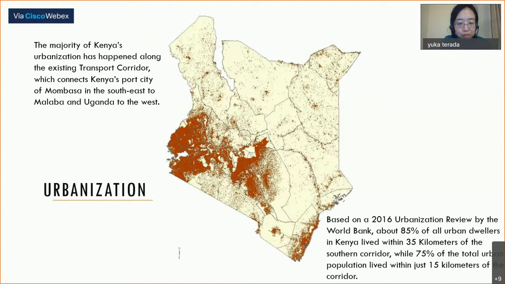And you can see this is the population of Kenya. So you can see how population is coming along this corridor. In the 2016 urbanization review by the World Bank, about 85% of urban dwellers in Kenya live within 35 kilometers of this corridor, while 75% of the total urban population lives within 15 kilometers of the corridor. So you can see that with the upcoming connection from Lamu to Kakuma Kalobeyei, it can be a game changer for the near future. Next slide.